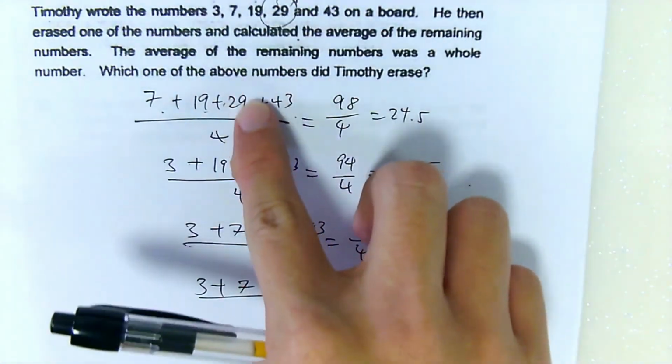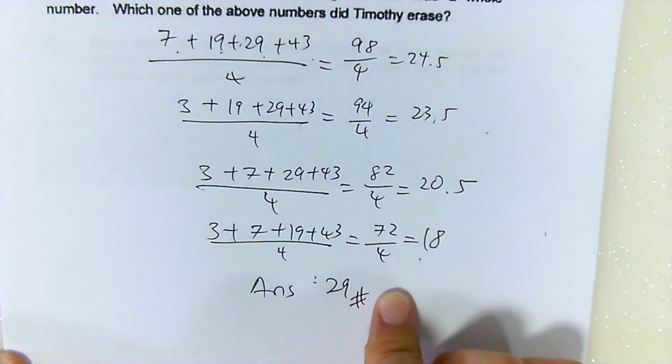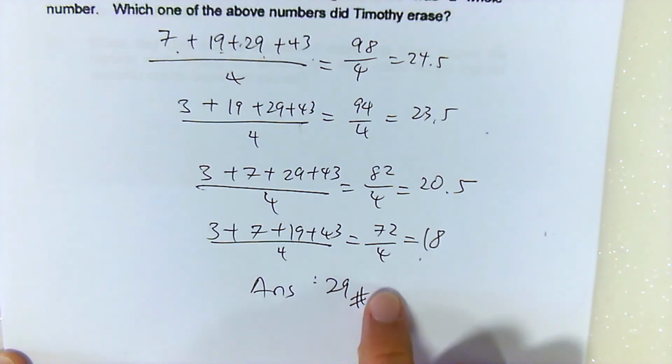Because there's only 5 numbers, right? You can use this method, it's very fast. See, actually I did it within less than 1.5 minutes. Alright, done.